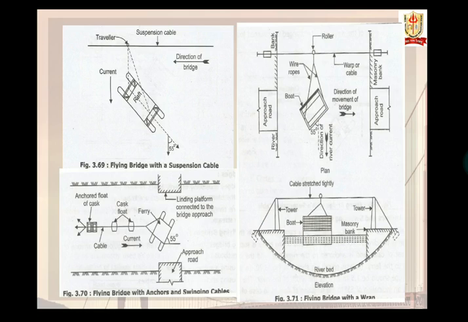Next type is by using wrap. In this method, the bridge consists of wrap or cable stretched tightly across the channel. The cable moves through the roller fixed on the wrap. For the return journey, another set of rollers is provided, as shown in figure 3.71. This type of flying bridge is suitable when sufficient funds or materials are not available to make a regular bridge over the stream or river.